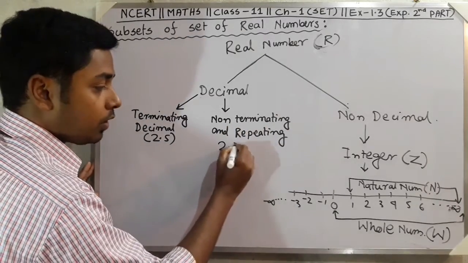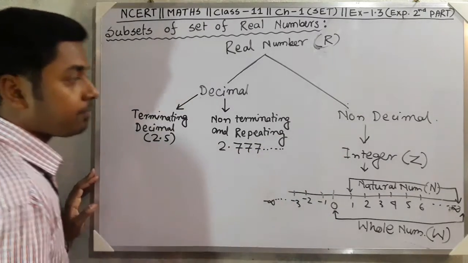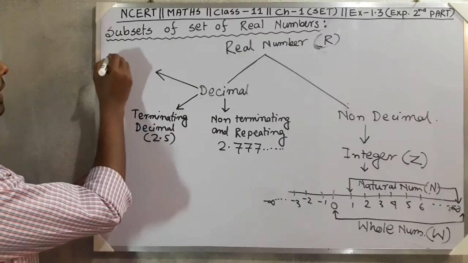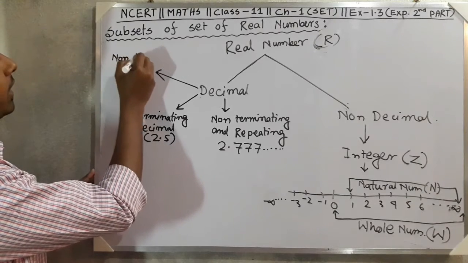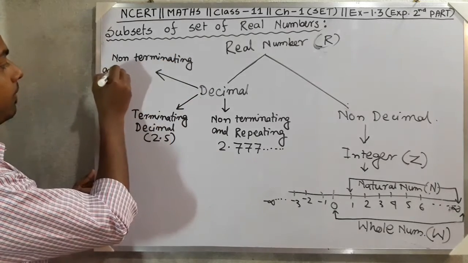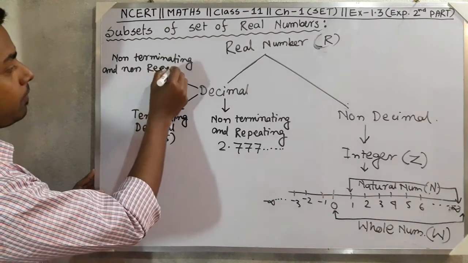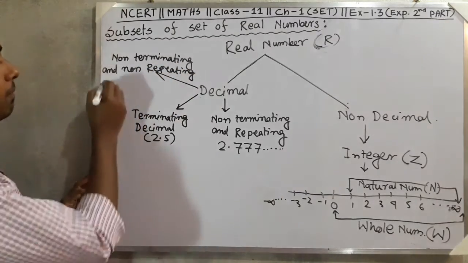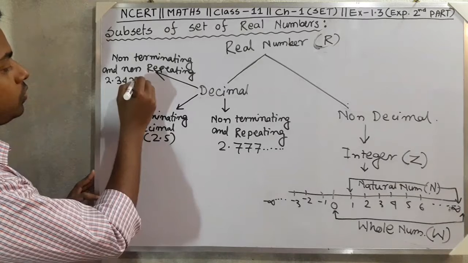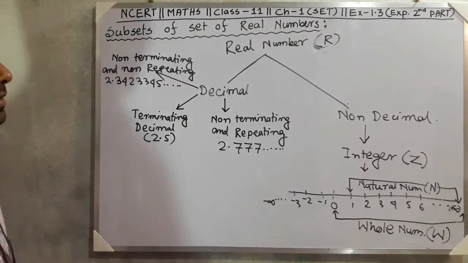That means what? 2.777... Non-terminating but repeating. And another thing we can take: non-terminating and non-repeating. That means what? 2.34, 2, 3, 3, 4, 5, like this.